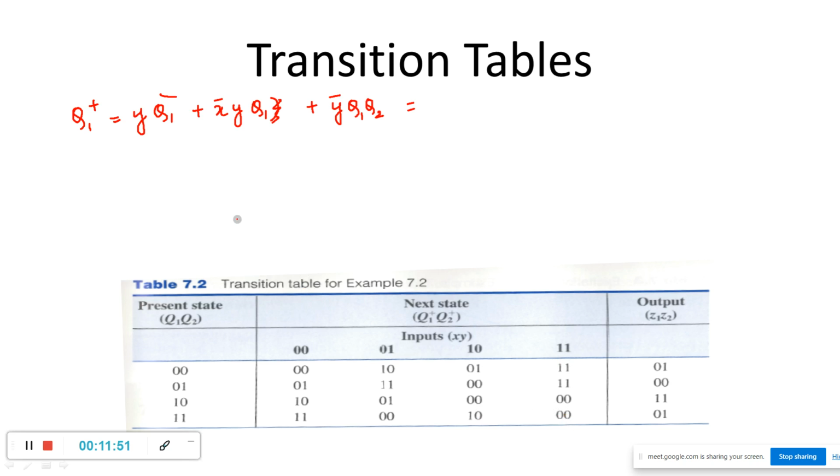So first always you try to do with the q1 plus, the first one. What value did you get when you substitute xy 0 0 and q1 q2 0 0? I think you got 0. Yes.